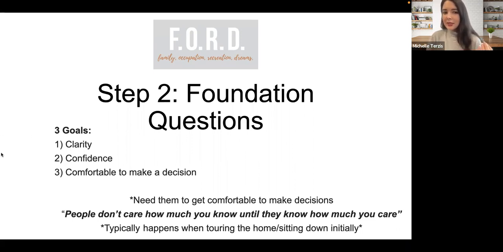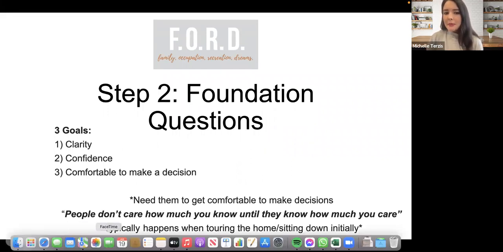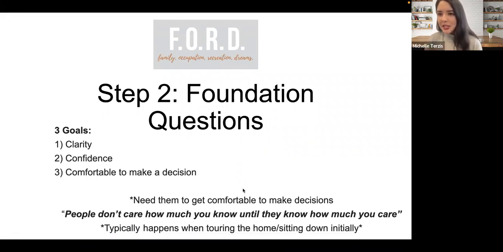But if you start with these basic foundation questions, you're not only going to make them feel comfortable in their decision-making, but you're also going to show them that you care and you're there because you care about them, so they can care about what you have to say, which is the quote on the bottom. People don't care how much you know until they know how much you care.